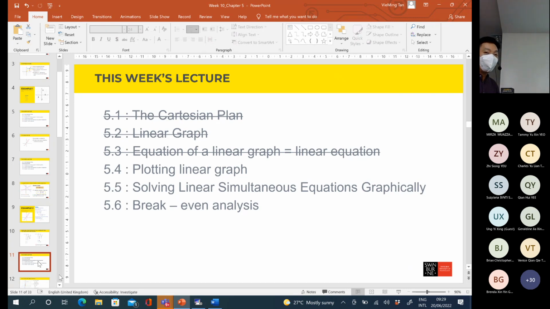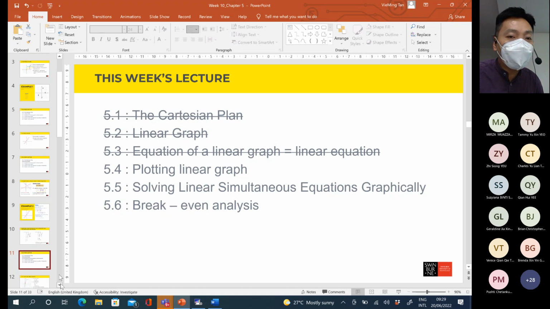Okay, I got quite slow today. Next section is 5.4, how are we going to learn to plot a linear line on the Cartesian plane? Or we can use Excel to draw the line. How? There are a few steps involved.